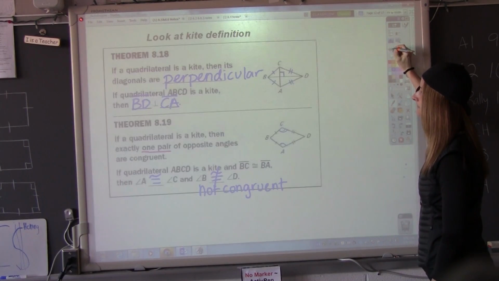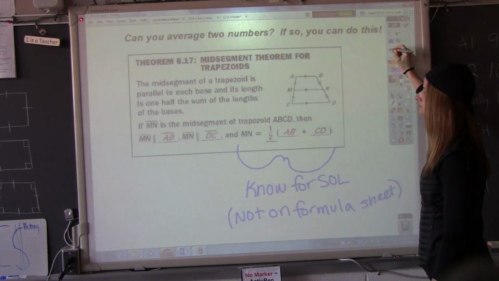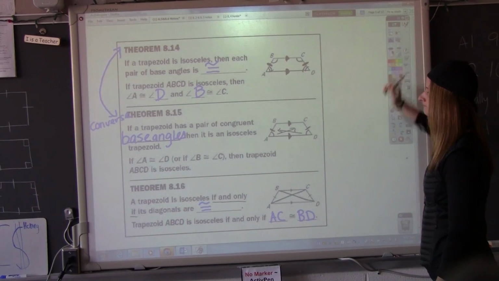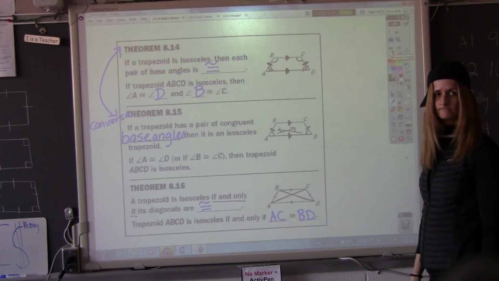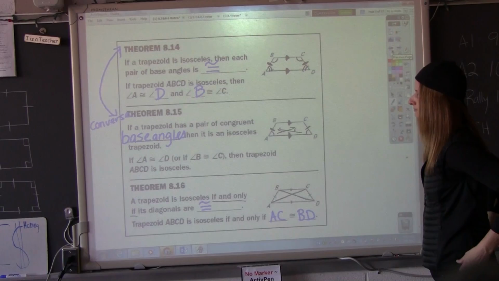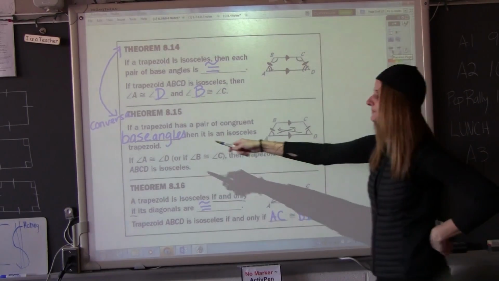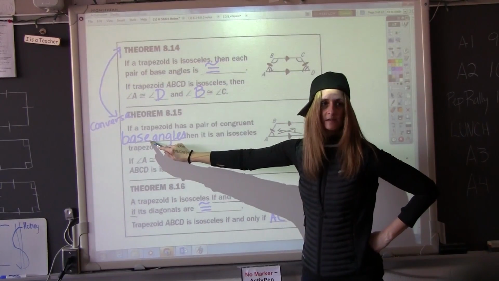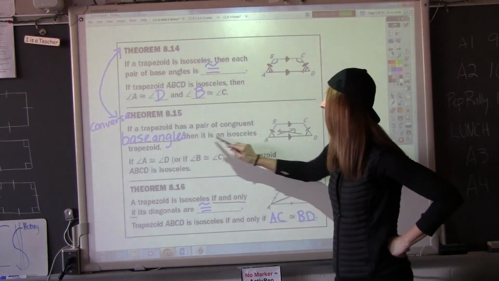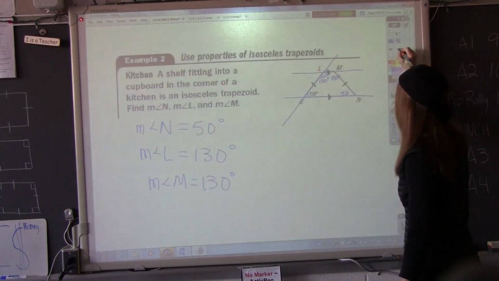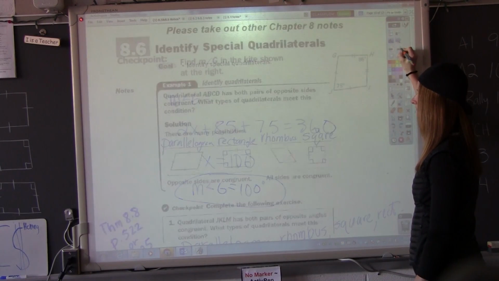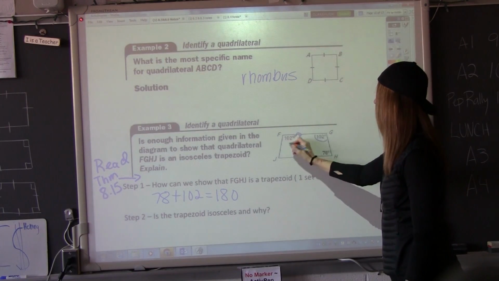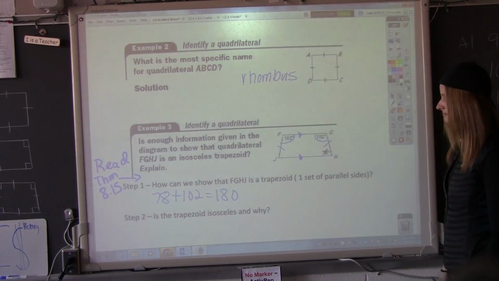If the base angles are congruent. Okay, so if a trapezoid has a pair of congruent base angles, which it does, 102, 102, then it's an isosceles trapezoid. Okay, 102, 102, isosceles.